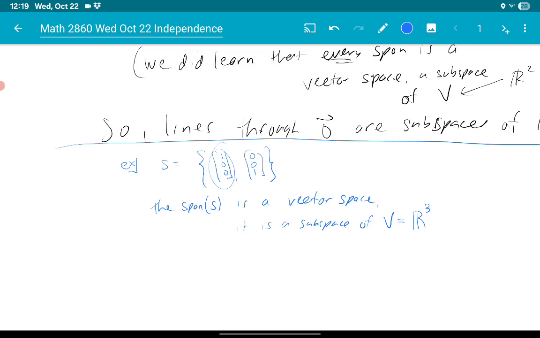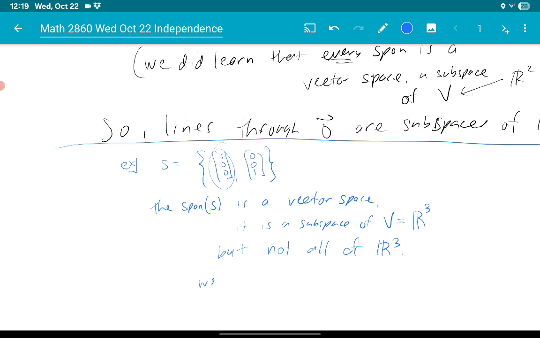And I think if you remember the example we did the other day, you'll know this is not all of R3. Unlike the first example earlier, it's not all of R3. Why is it not all of R3? We can't produce anything that has a non-zero in the middle component, right? You see how both of these have a zero in the middle? Therefore, we couldn't produce a vector.